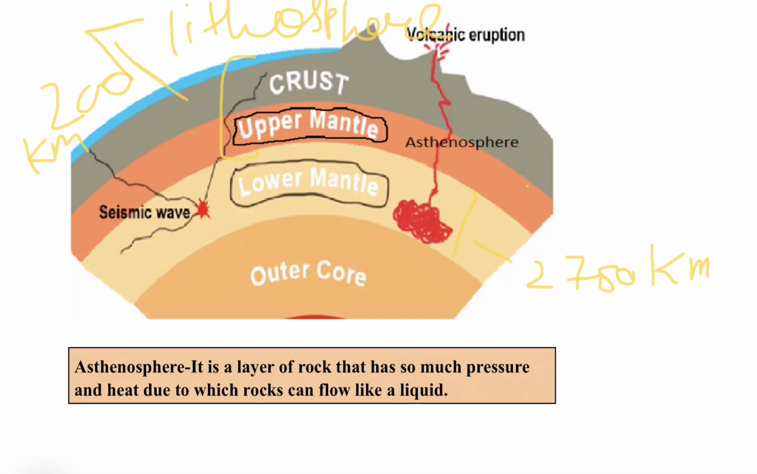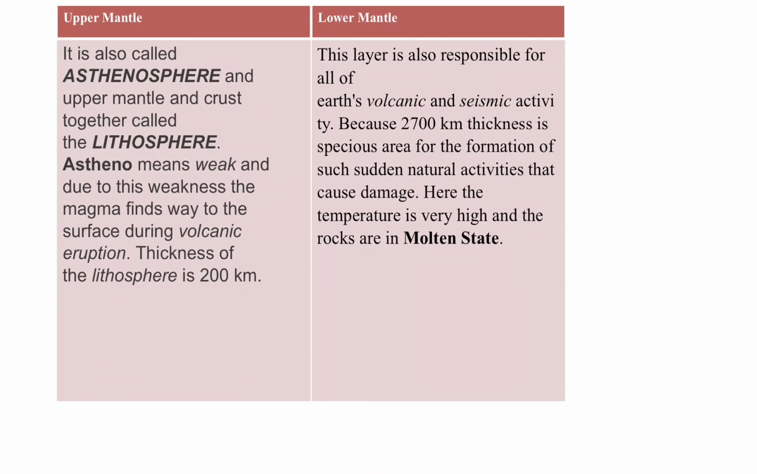So this is about the upper mantle and lower mantle. This is the difference between upper mantle and lower mantle, which we have done now. The upper mantle is called asthenosphere, and upper mantle and crust together are called the lithosphere. The word astheno means weak, and due to this weakness, the magma finds a way to the surface during volcanic eruption, and the thickness of the lithosphere is 200 km.